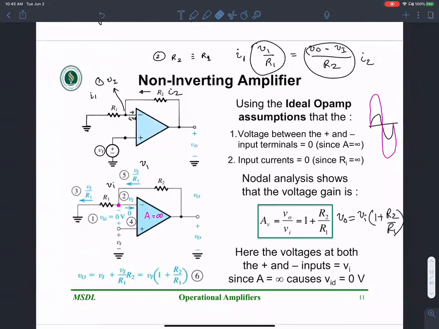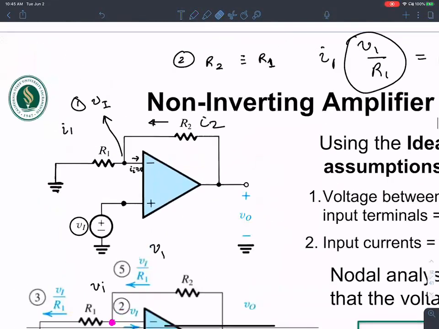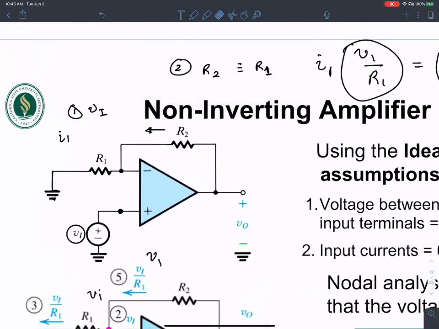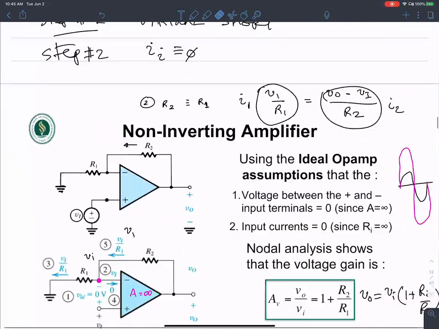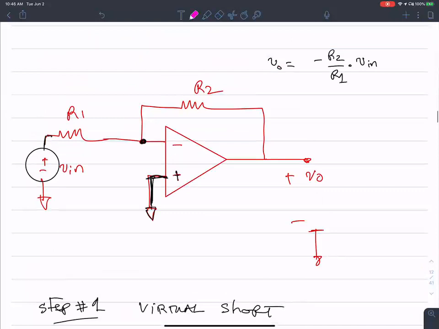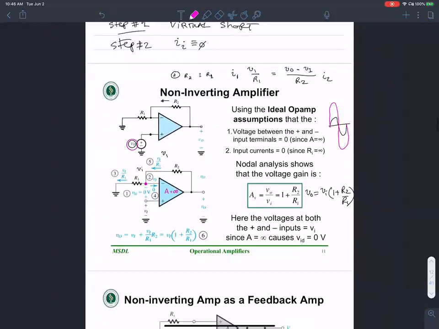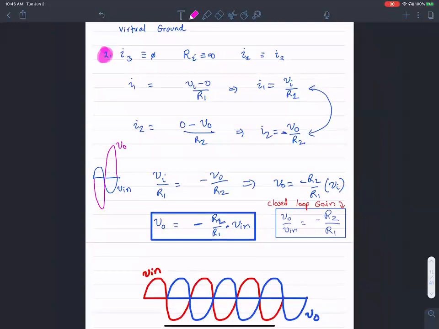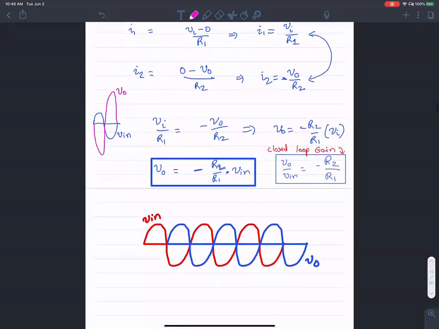Now, this is a non-inverting amplifier. The main difference between non-inverting and inverting amplifier is that the input is applied to the positive terminal in a non-inverting amplifier, and the input is applied to the negative terminal in the inverting amplifier. In the non-inverting amplifier, the output voltage is 1 plus R2 over R1 times the input voltage. In the inverting amplifier, the output is negative R2 over R1 times the input. That's the idea of the non-inverting amplifier.